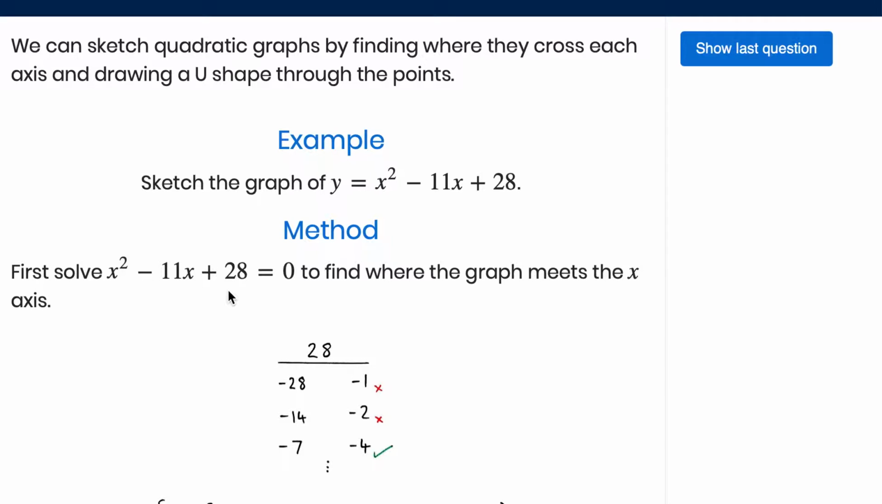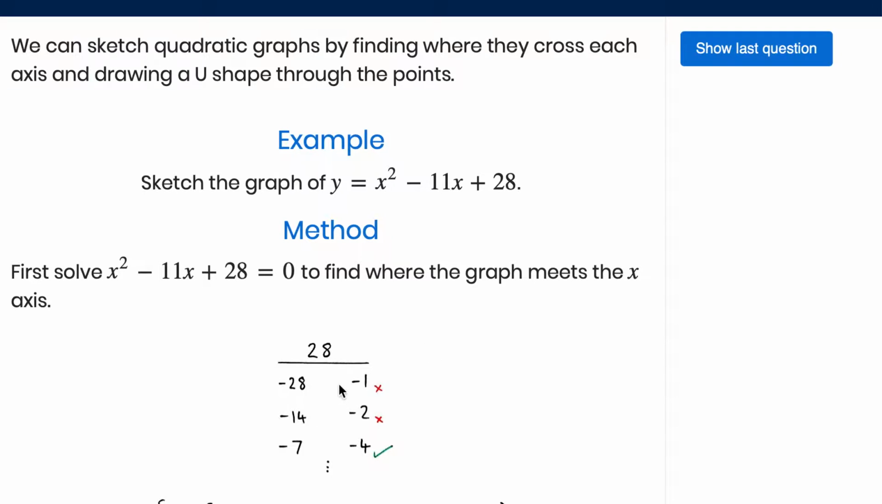The reason why we make y equals 0 and solve is because all points on the x-axis have a y-coordinate of 0. And to solve this equation by factorizing, we need two numbers that multiply to make 28 and add to make minus 11. Because these numbers must add to make a negative and multiply to make a positive, they both must be negative.